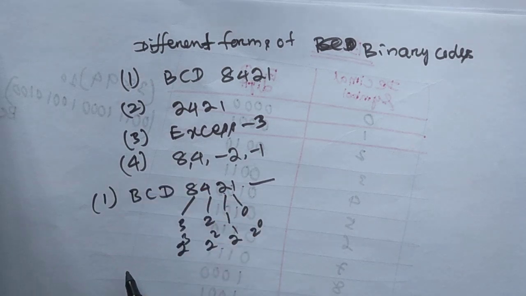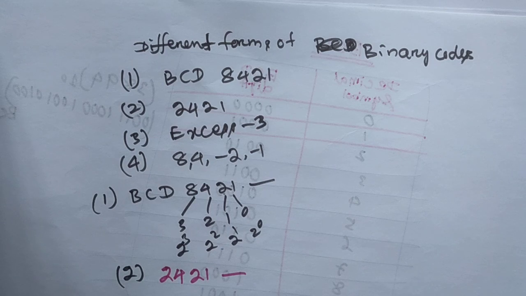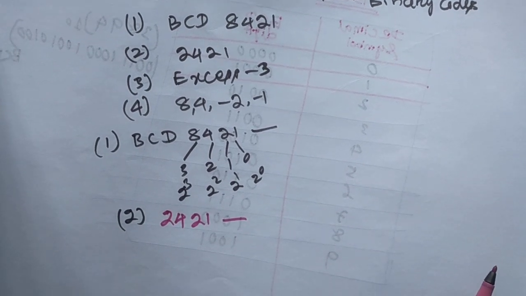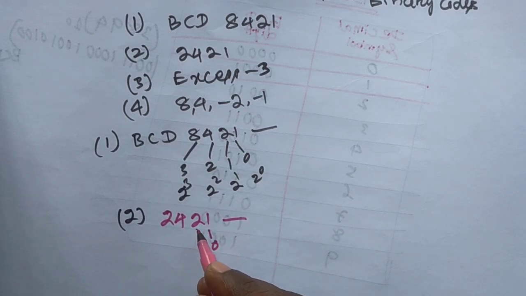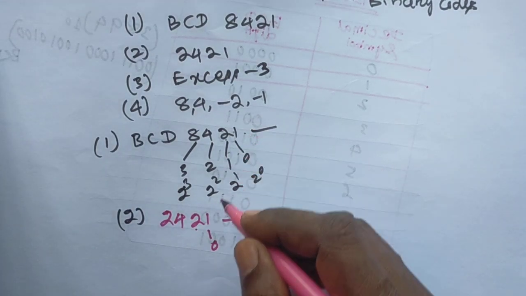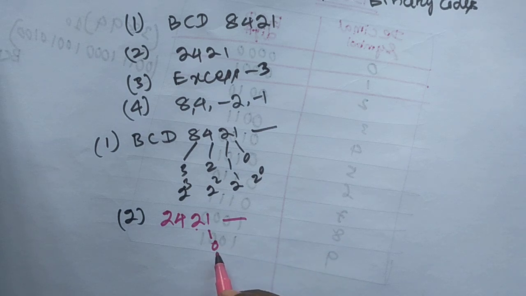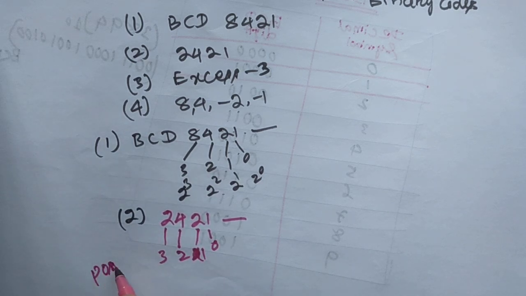Another form is the 2421 form. This is important. We define the position only, which position defines how much data. So the 0th position we consider as 1, the second position we consider as 2. We can write the positions here: 0, 1, 2, 3. These are the positions.